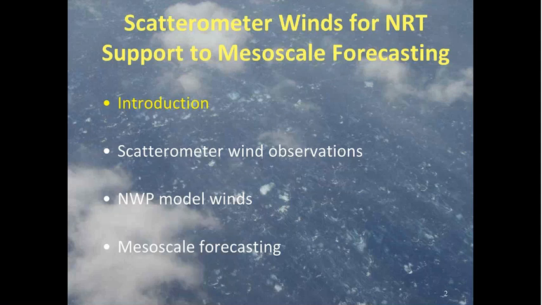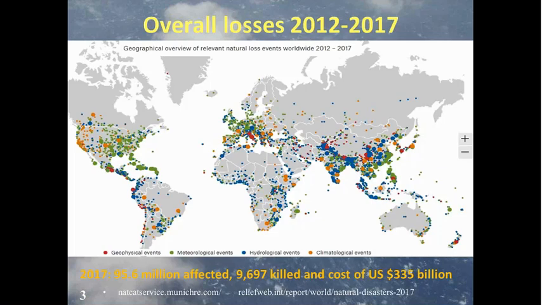So if you look at the statistics of where events happen across the world, you see that many events happen actually close to the coasts. Many events are either meteorological events or hydrological events, but also climatological events. So this is statistics from 2012 to 2017.